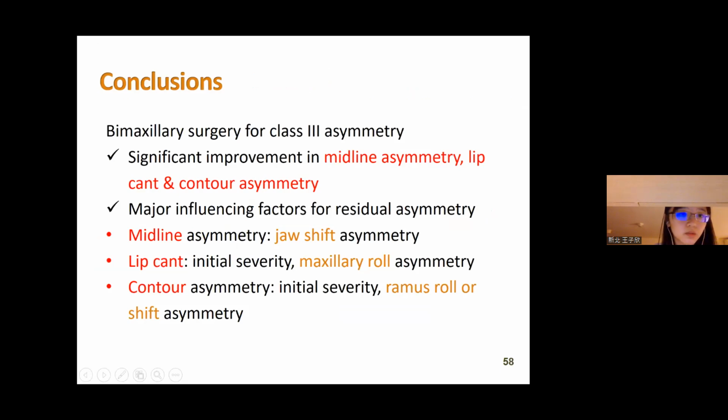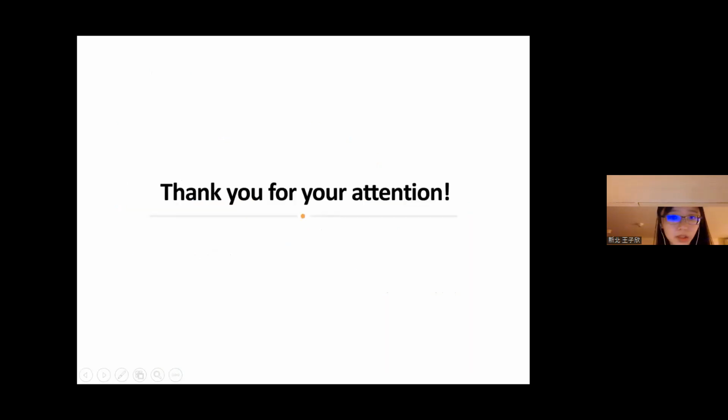So here is the conclusion. Bimaxillary surgery for class 3 asymmetry can give significant improvement in midline asymmetry, lip cant and contour asymmetry. The major influencing factor for residual midline asymmetry was jaw shift asymmetry. For lip cant, it was related to initial severity and maxillary roll asymmetry. For contour asymmetry, it was related to initial severity and ramus roll or shift asymmetry. Thank you for your attention.